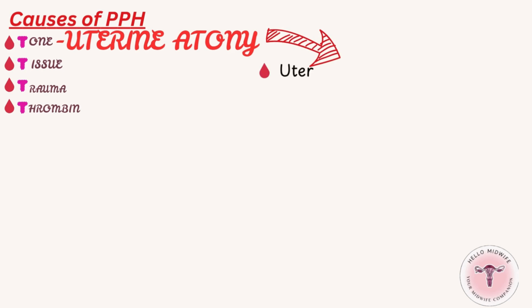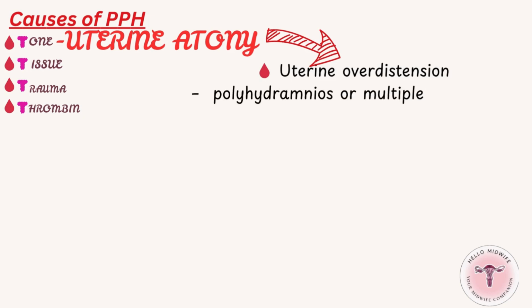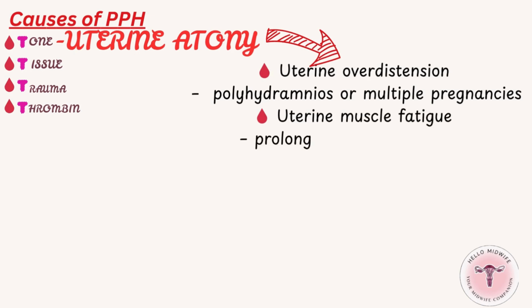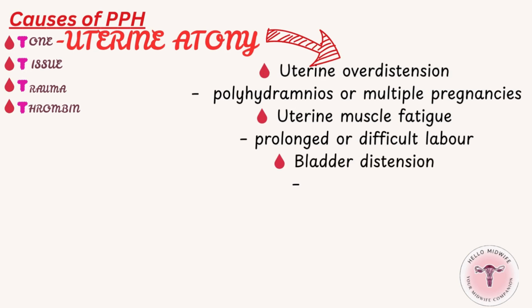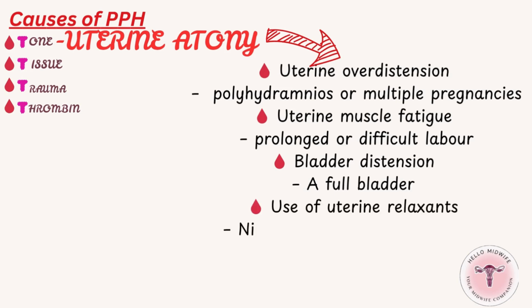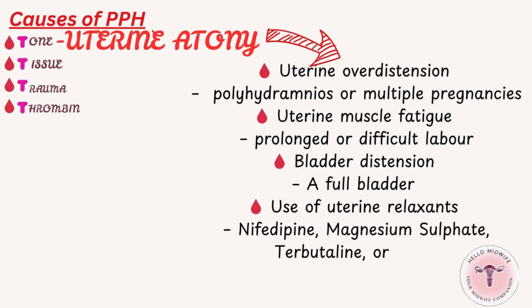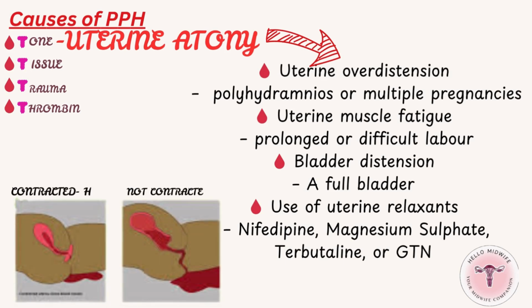Some include, but are not limited to, overdistension of the uterus from multiple gestation pregnancy or polyhydramnios, uterine muscle fatigue from prolonged, difficult, or rapid labor, bladder distension from a full bladder, or the use of uterine relaxants like nifedipine, magnesium sulfate, etc. All this can lead to the uterus not contracting effectively, therefore leading to PPH. And this can be seen in the image below the video.